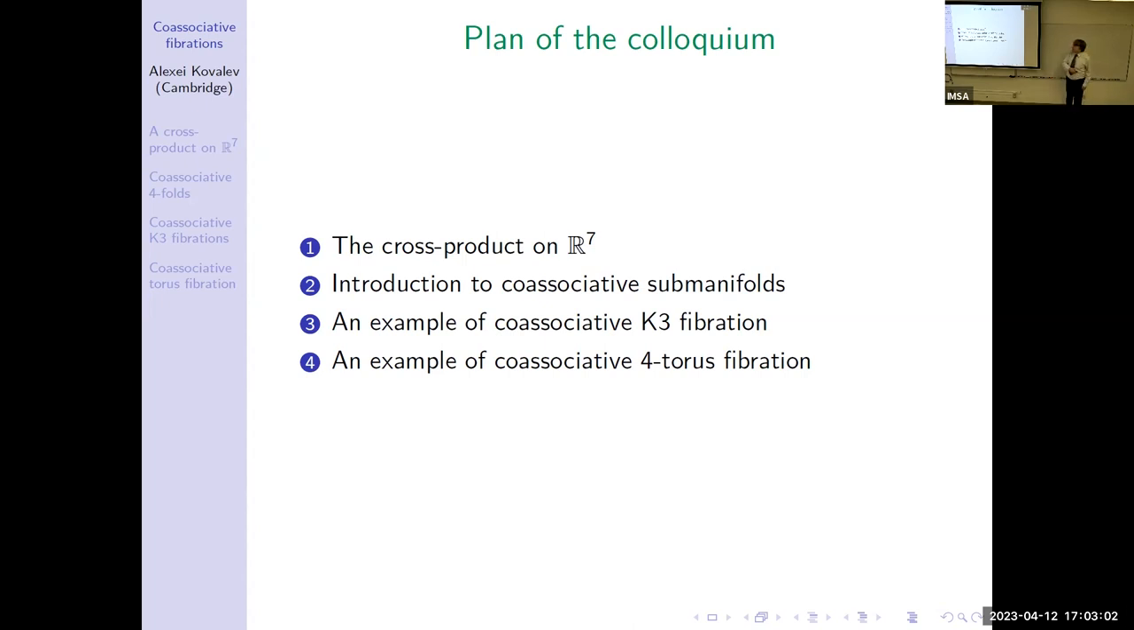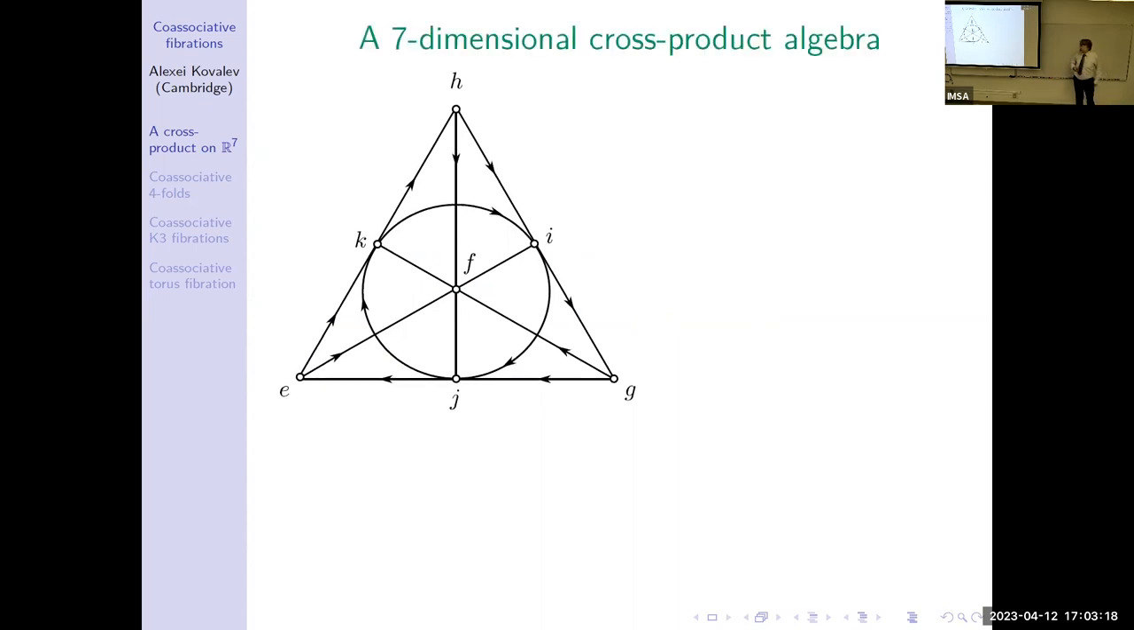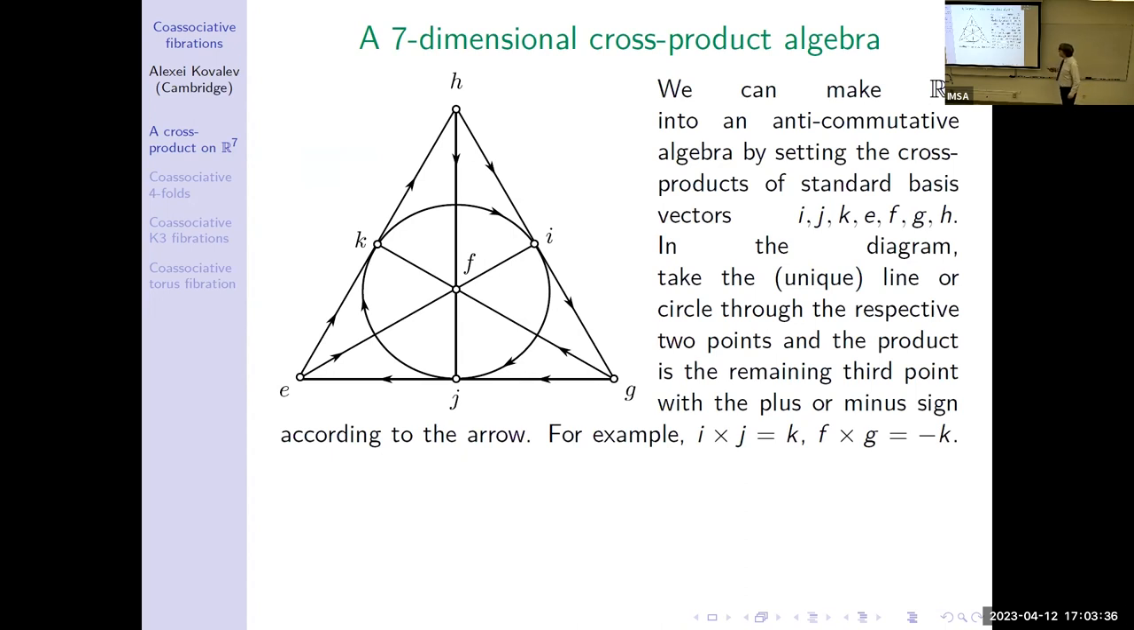And so I will not immediately start talking geometry. I'll first do, well, apparently this is a triangle, but this is not intended as a triangle. It's actually a multiplication table. More precisely, like I said, the first topic of this talk is how to define a product in seven-dimensional Euclidean space. So we'll make it into a seven-dimensional cross-product algebra. Since it's an algebra, it suffices to know how we multiply the basis vectors. So let's denote the basis vectors by letters. In order, I, J, K, and then four more, E, F, G, H.